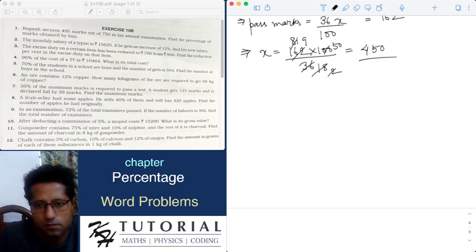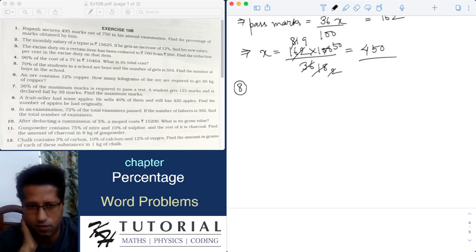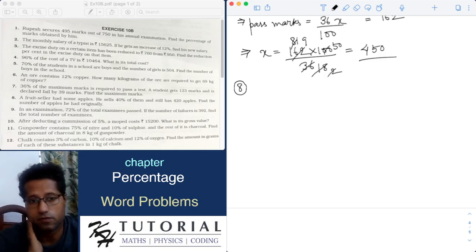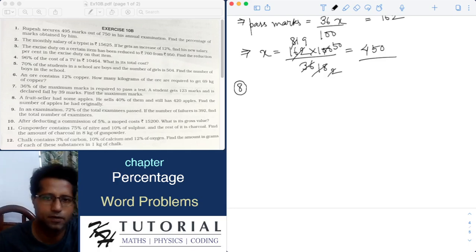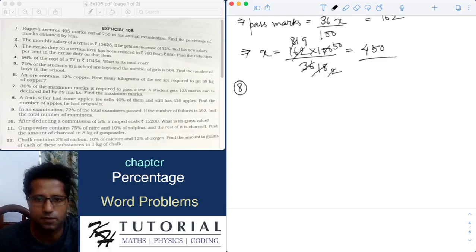Let's solve question number 8. A fruit seller had some apples. He sells 40% of them and still has 420 apples. Whatever amount of apples the fruit seller was having, out of that he sold 40%, and whatever was remaining, that remaining amount is given to be 420 apples. Find the number of apples he had originally. Okay.